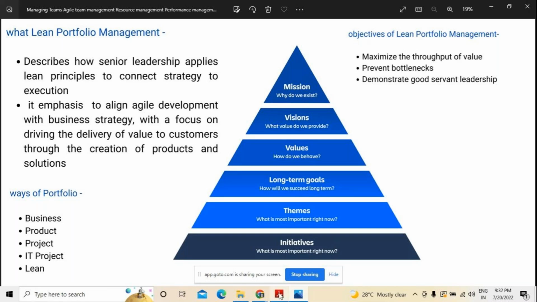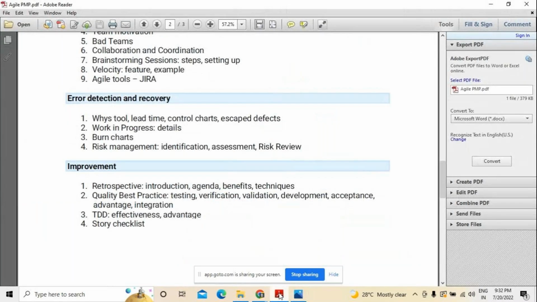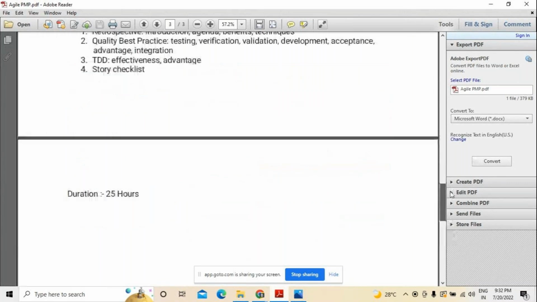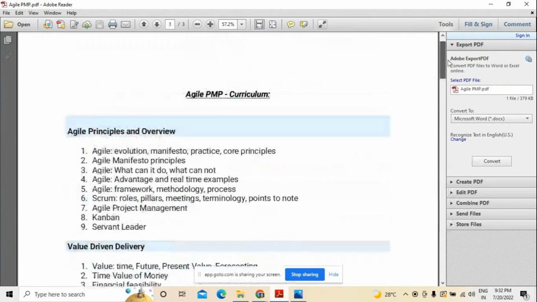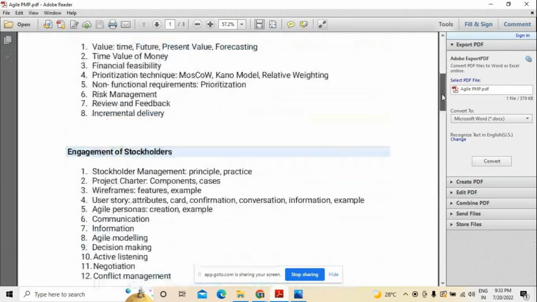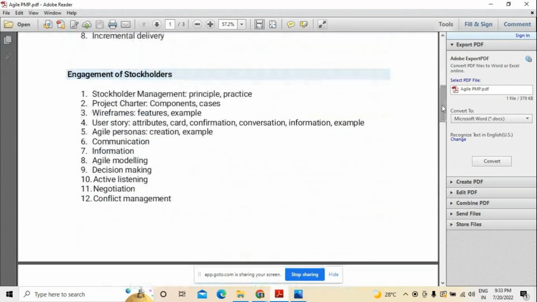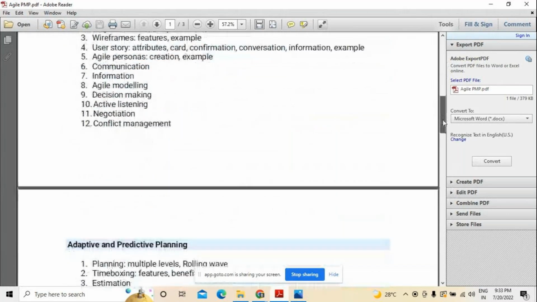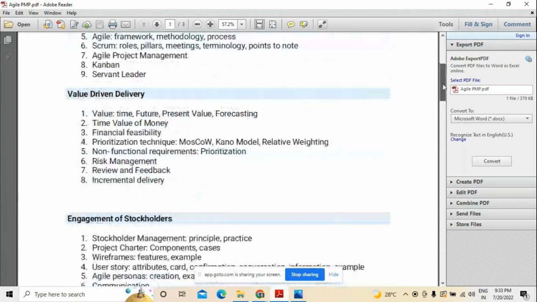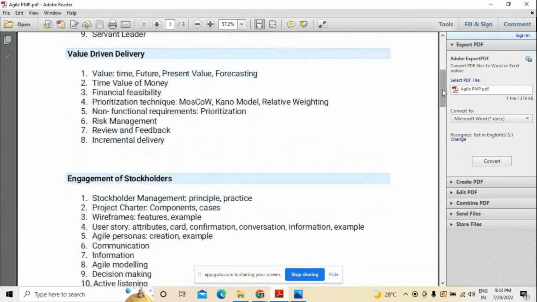Now, do let me know. This is the content we are supposed to discuss. So what all do we need to discuss on this? Can you please tell me? What all do we need to focus on? What have we discussed? Engagement of stakeholders we have anyway taken out. Next, value driven delivery and everything I have discussed. I have even discussed Maslow and all that. Now, Kano model and engagement of stakeholders.